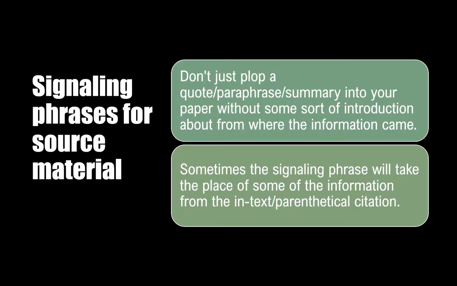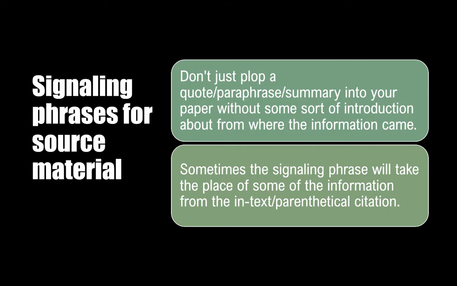You also should be using signaling phrases for source material. Again, there are going to be examples of this. I shouldn't see a sentence start with quotation marks and end with quotation marks. I need a way to introduce that information. You could say, according to so-and-so, the author's name, then give me a quote. Don't just plop it in there without any kind of source introduction, because it'll make it look like you're saying, oh, this is just information that I have.